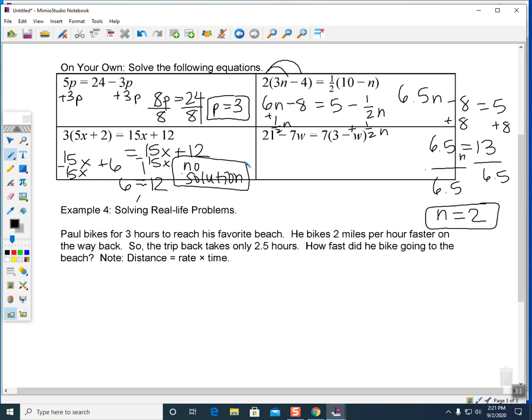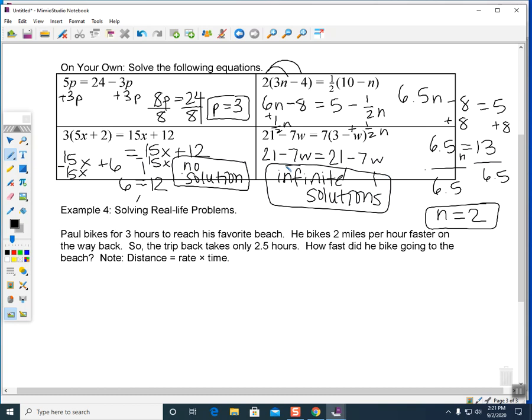Okay, and then this last one, I'm going to keep this. So I've got 21 minus 7w. And then I've got to distribute over here. 7 times 3 is 21. Keep my minus sign. 7 times w is 7w. So I've got 21 minus 7w equals 21 minus 7w. I can plug any number into this equation and it stays true. So this is infinite solutions. All right, last one.